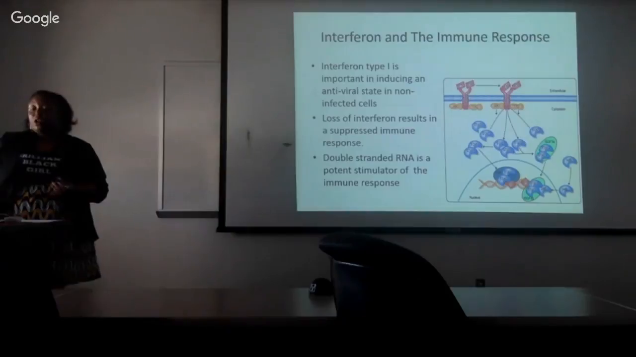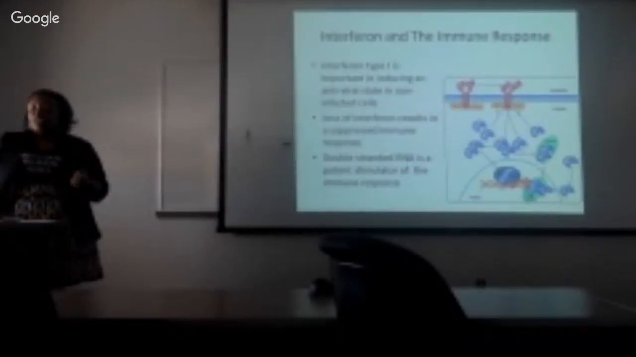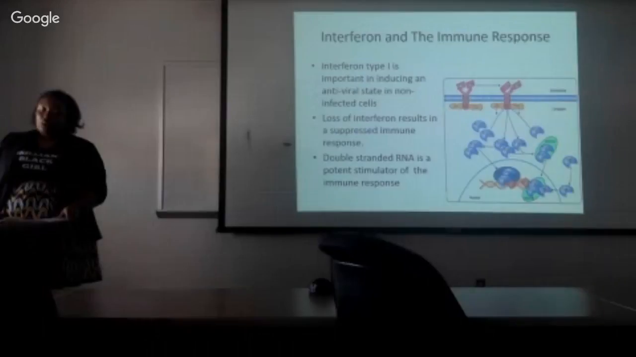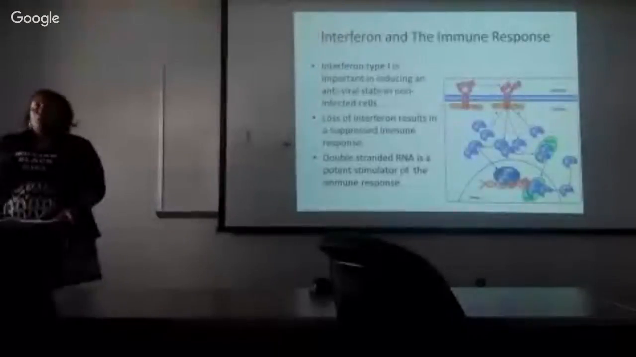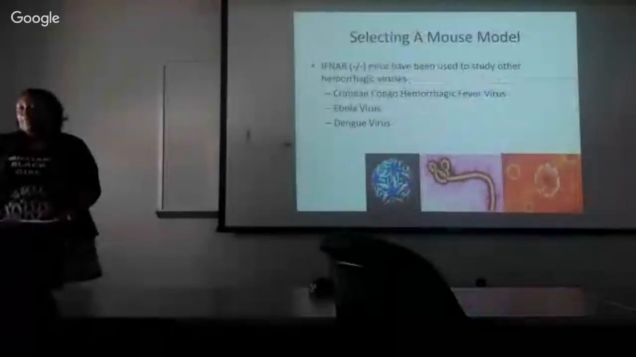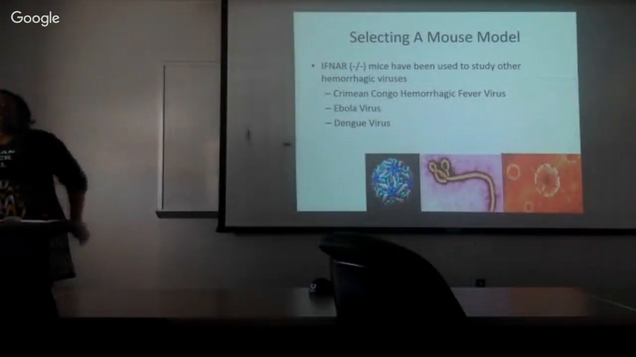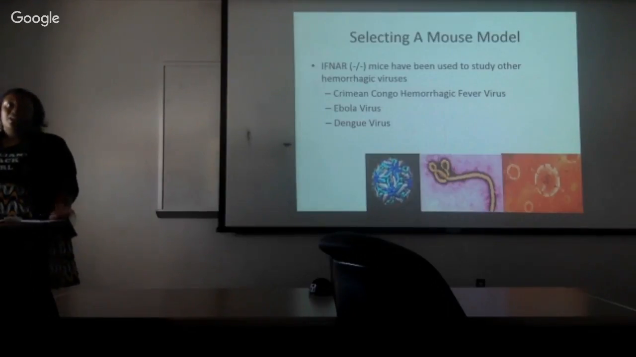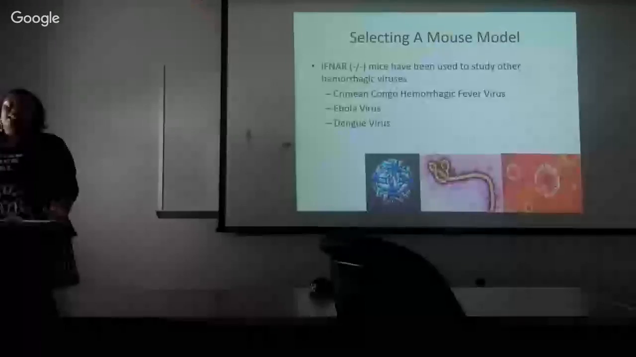And double-stranded RNA happens to be a potent stimulator of the immune response. So logically, you would think that if you removed a key component of the response to double-stranded RNA infection, you would hopefully be able to get an infection where you would not naturally see one. The IFNAR negative mouse has also been used in other studies for other hemorrhagic or vector-borne viruses, and this includes Congo hemorrhagic fever virus, Ebola virus, and dengue virus.